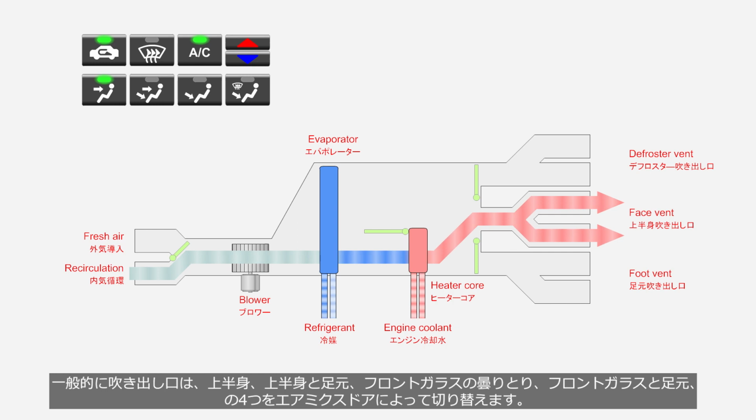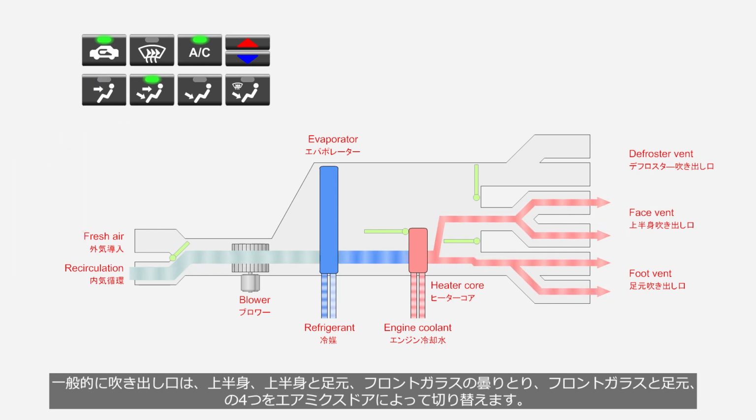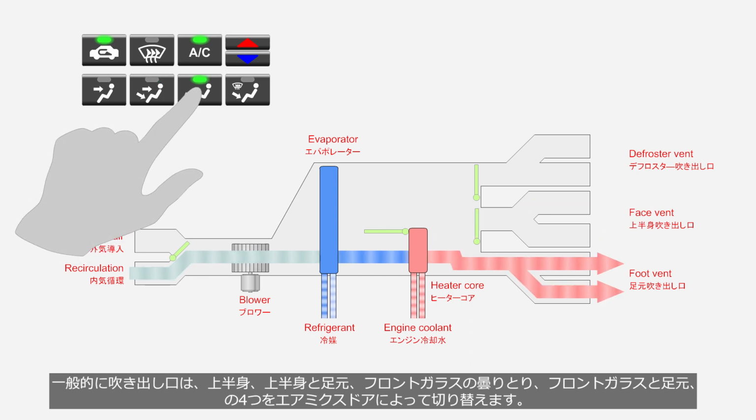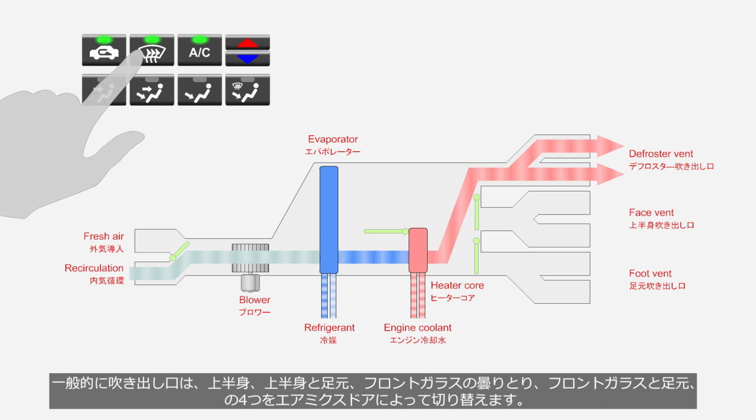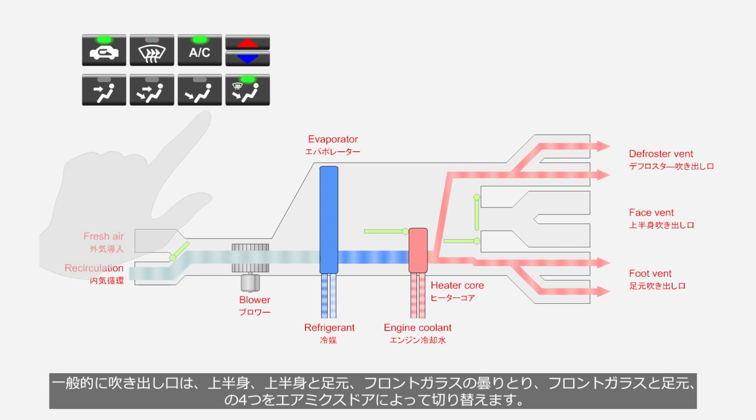Generally, air outlets are switched between face vent and foot vent, windshield defrost, and windshield and foot vent, using air mixing doors.